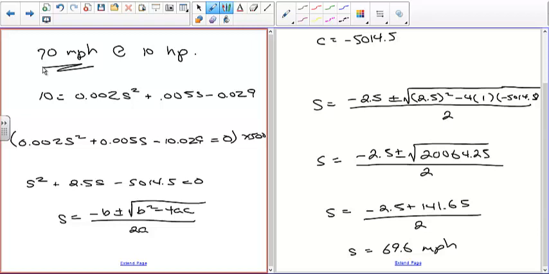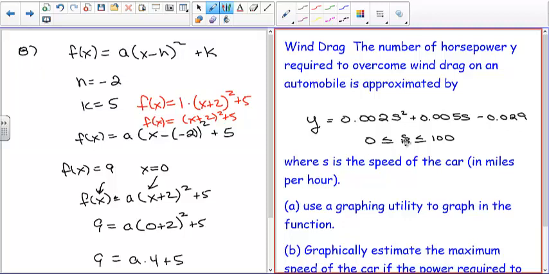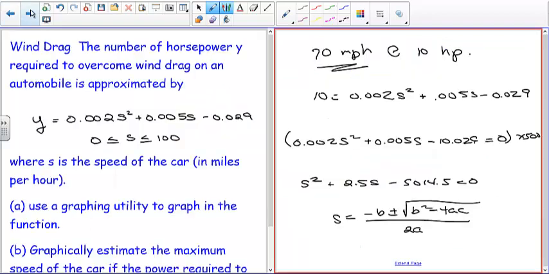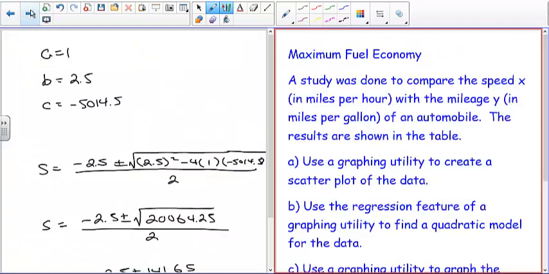So that's the analytical solution. One thing to notice here is that we chose our plus or minus so that the resulting s was in the domain. If you look back at the original equation, s had to be between 0 and 100. The other solution would be negative, which is not a practical solution.